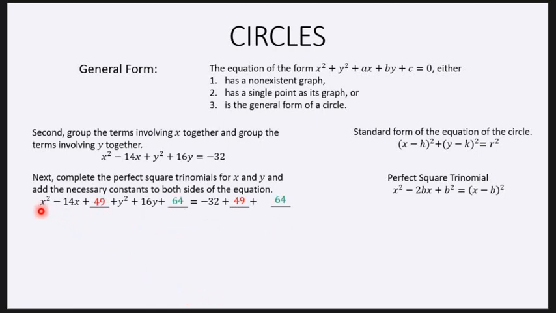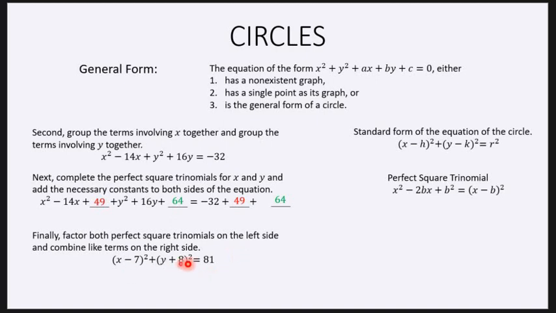In order to complete the perfect square trinomial x squared minus 14x plus 49, I had to add the 49 in, so I added it to both sides. And in order to complete the perfect square trinomial y squared plus 16y plus 64, I had to add in that 64, so I had to add it to both sides. The great part about this is now when I factor x squared minus 14x plus 49, I'm just going to get (x minus 7) squared. And when I factor y squared plus 16y plus 64, I'm just going to get (y plus 8) squared. And then I just combine everything on the right side. And this is what I get.